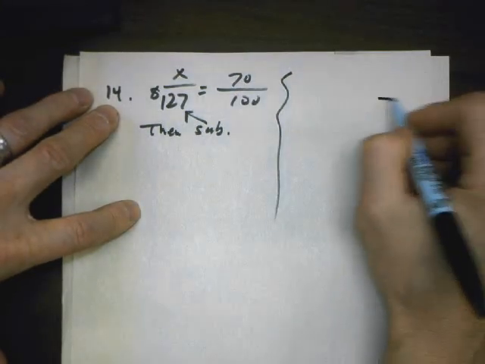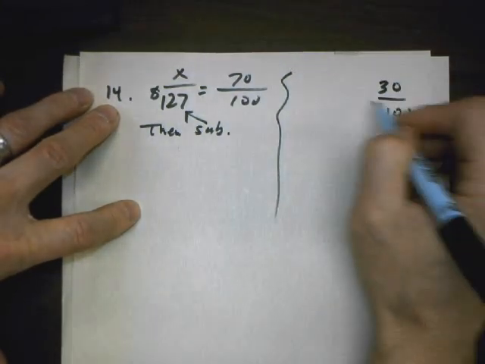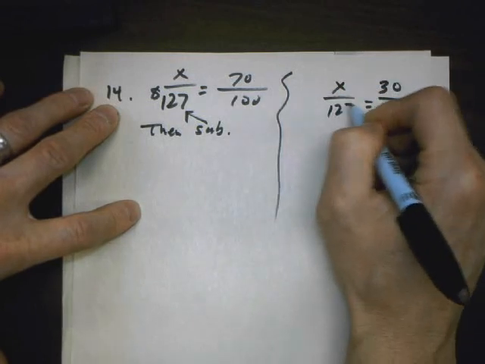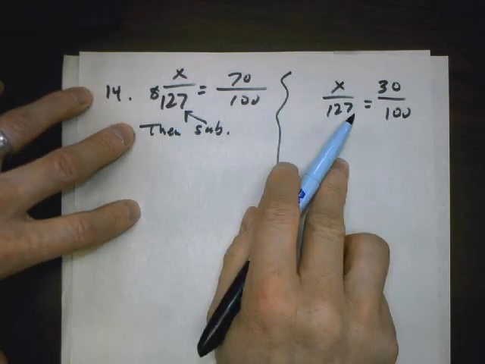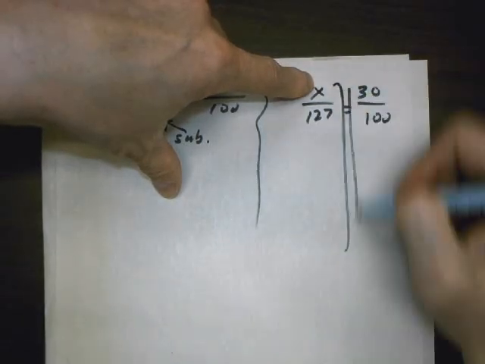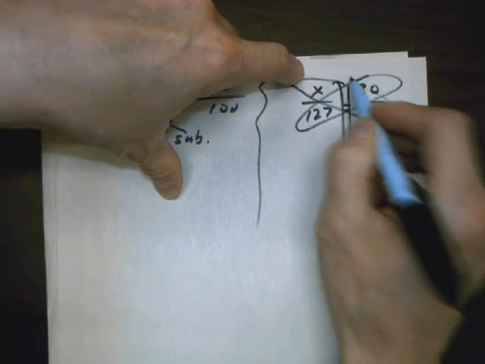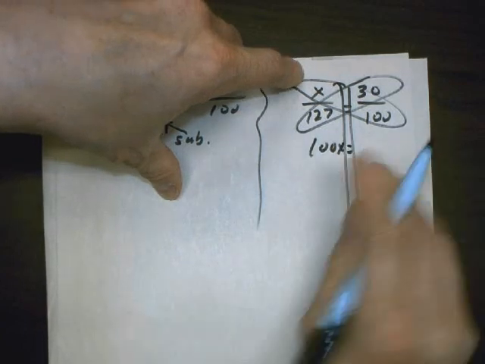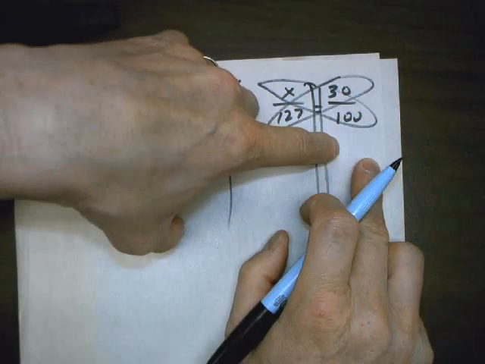If they're taking 70% off, you're only paying what percent? 30%. So instead of doing 2 steps, I'm going to do it in one. I'm going to find 30% of 127. So I cross multiply. 100 times x is 100x. Yes, it can go here, or here. It doesn't matter.